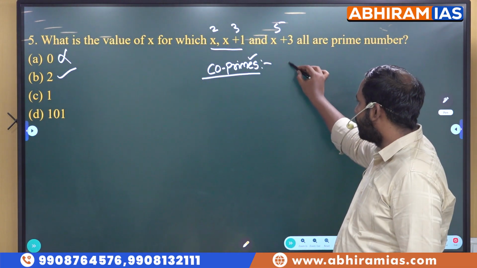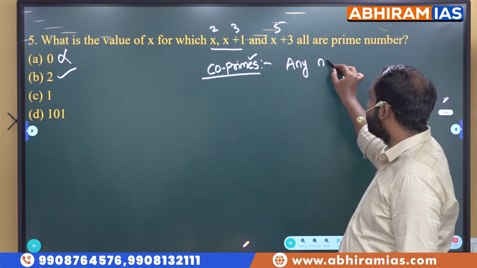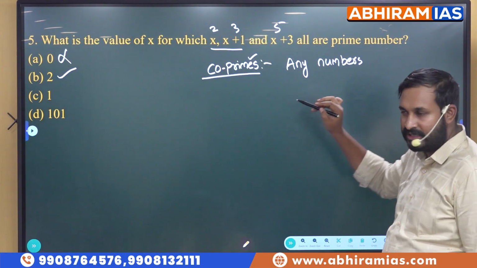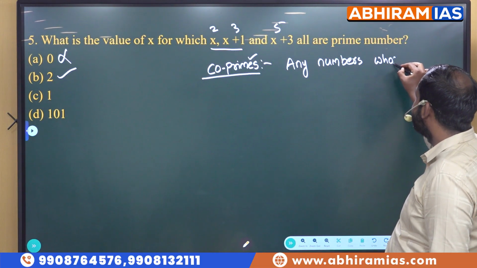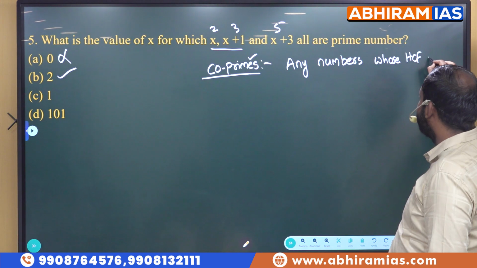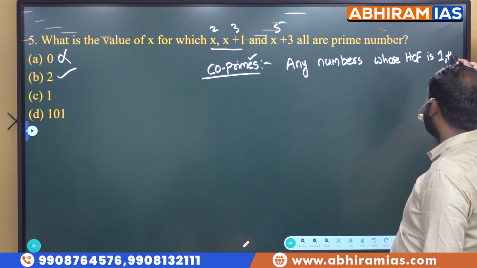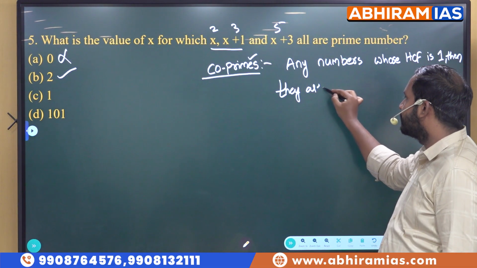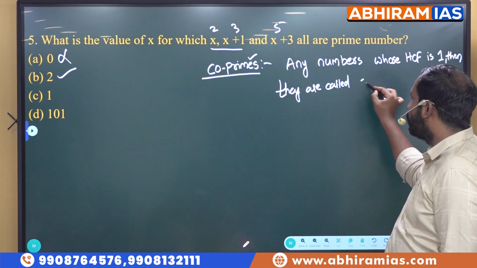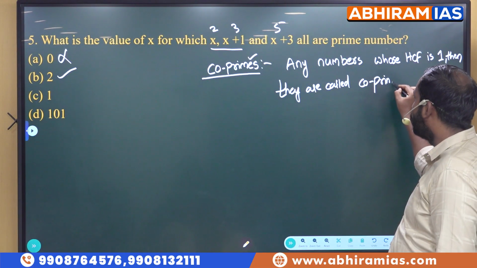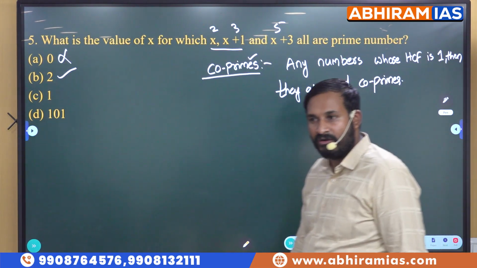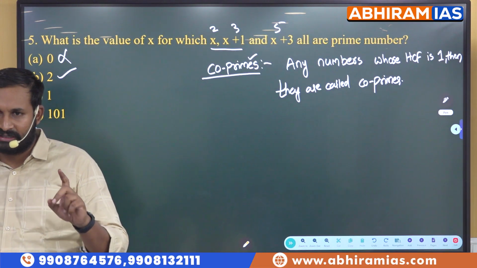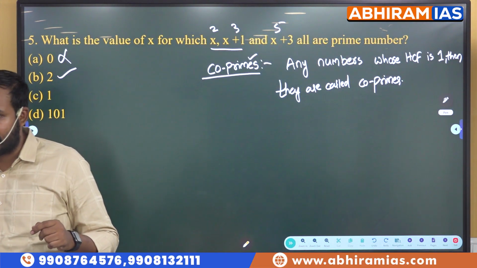See here, write down there: any numbers, it can be 2 numbers or 3 numbers, it doesn't matter for us. Any numbers whose HCF is 1, then they are called co-primes. HCF means highest common factor. Apart from 1, there should be no common factors between them.